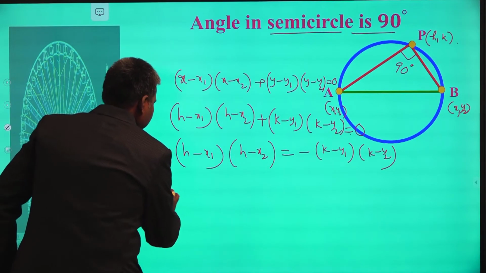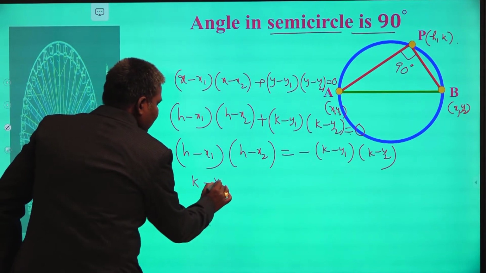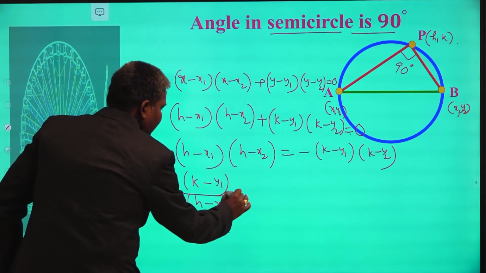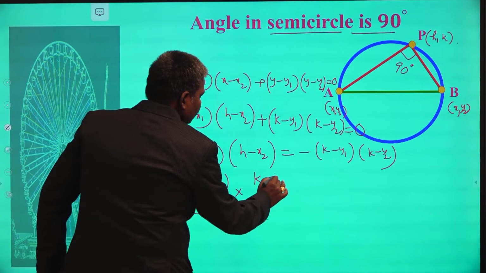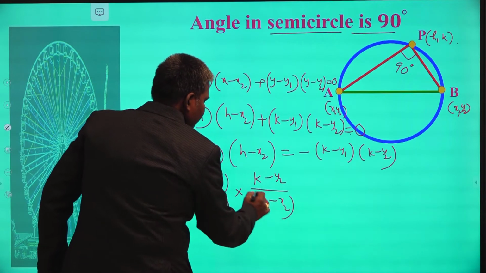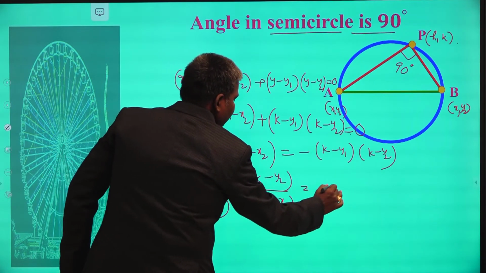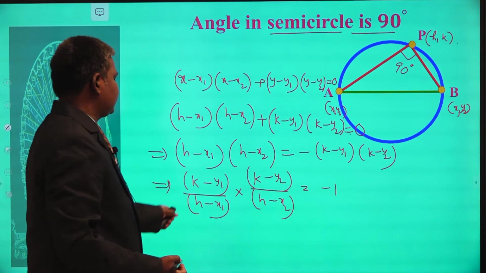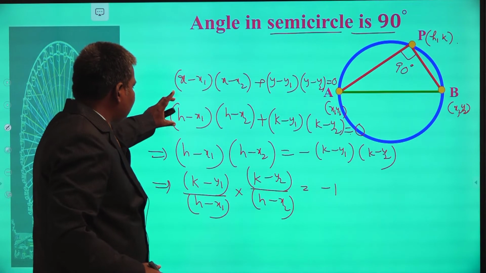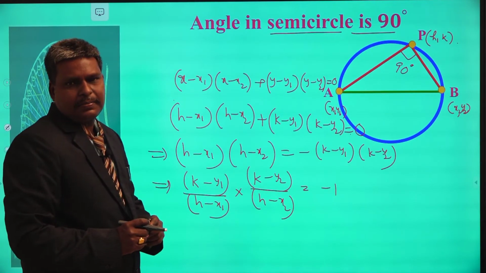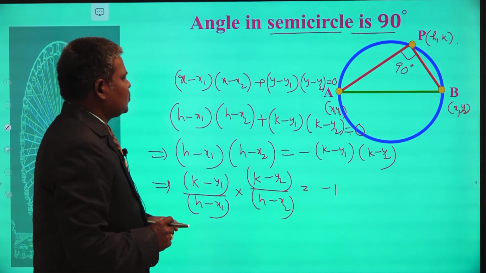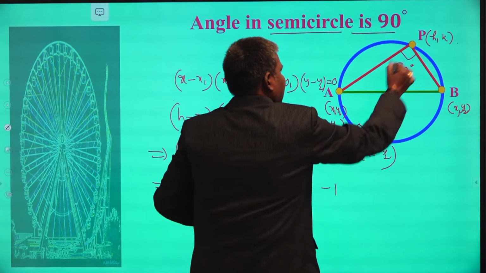Now take these two terms to the right side. What happened? (k - y1)/(h - x1) into (k - y2)/(h - x2) is equal to -1. Take the -1 to the left side. From the equation itself, we get this condition, and from this condition itself, we obtain it in this manner. Observe, students, what is this? (k - y1)/(h - x1).